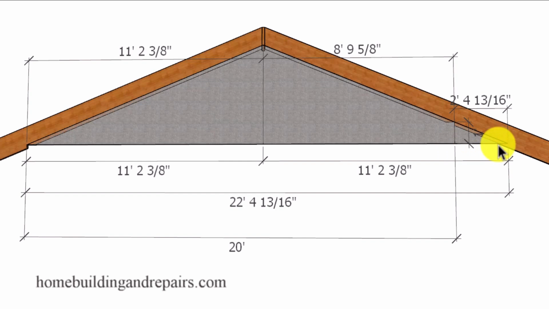If I had a 4 and 12 roof pitch, I'm going to divide 4 into 12 here, and that's going to give me 3. I'm going to multiply 3 times 12. That's going to be 36 inches. The length here I would need to add to my 20-foot span would be 23 feet instead of 22 foot 4 and 13/16 inches that I would have on a 5 and 12 roof pitch.